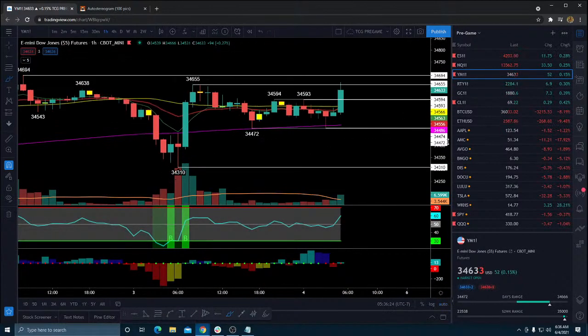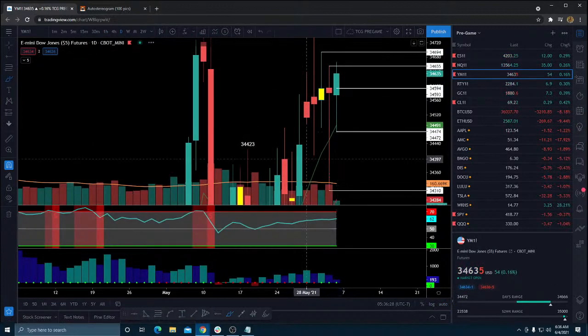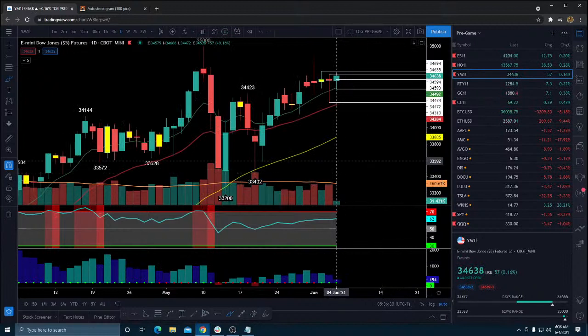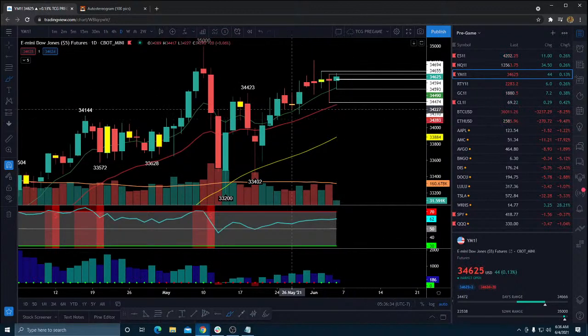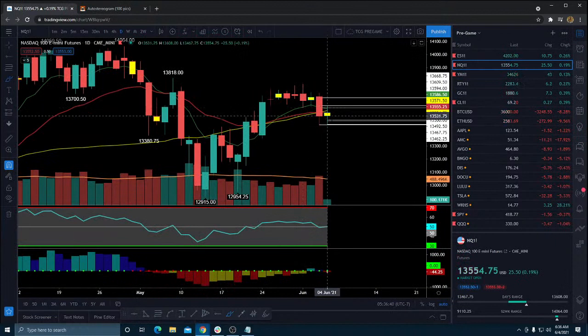Here are your levels for the Dow. If we back up on the Dow and we look at the daily, this chart looks fine. No serious issues whatsoever. This chart is healthy. We're holding the 8 EMA on the daily. No problems. And when we look at the Nasdaq, it is not faring as well.